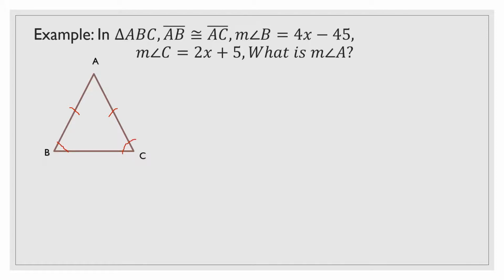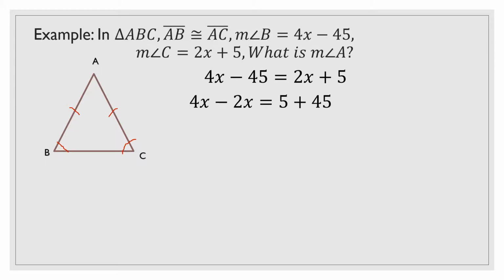Okay, what is the relation of angle B and angle C? Okay, so based on the isosceles triangle theorem, angle B and angle C are congruent. Okay, so we will now have 4x minus 45, which is the measure of angle B, and 2x plus 5, which is the measure of angle C. So they are equal. So since these angles are congruent, then simplify.